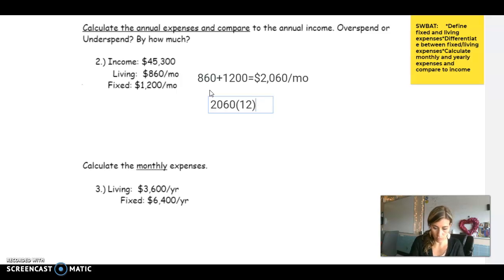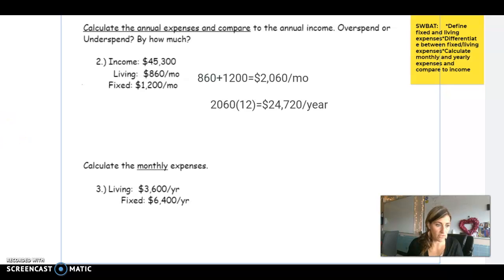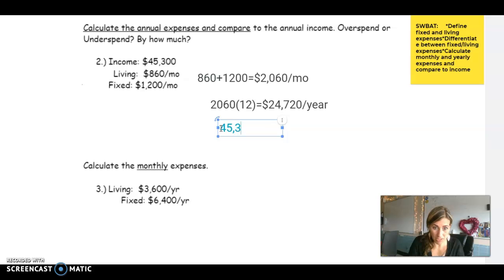This person is pushing out $24,720 a year. Oh, they're also doing pretty good, huh? If your income is $45,300 and the expenses are $24,700, that's pretty good. That fixed amount, it doesn't look like they have rent or a mortgage, unless they do, and they pretty much pay for nothing else. Clearly, I cannot talk and type. All right, let's find the difference on that.